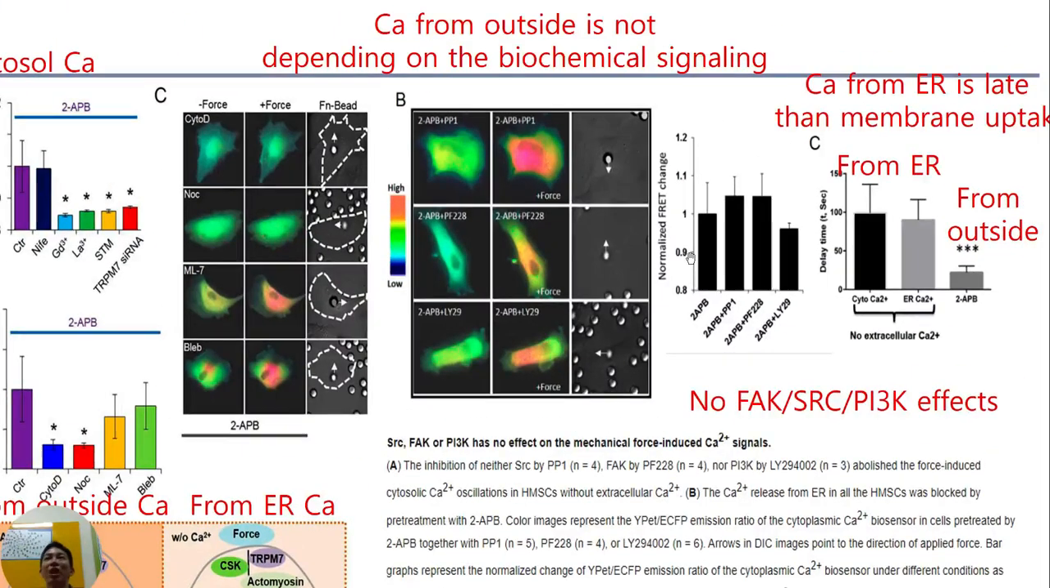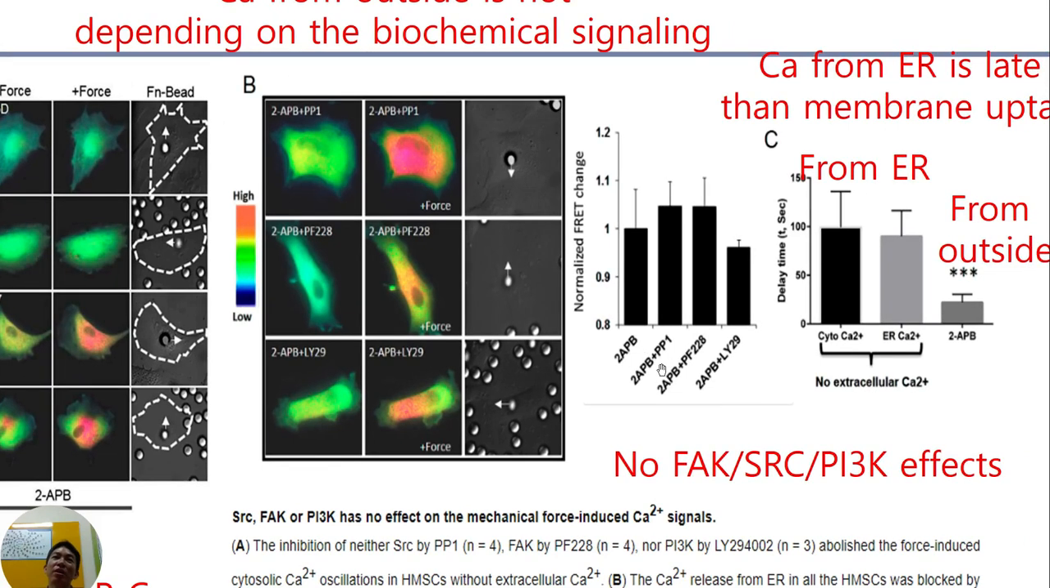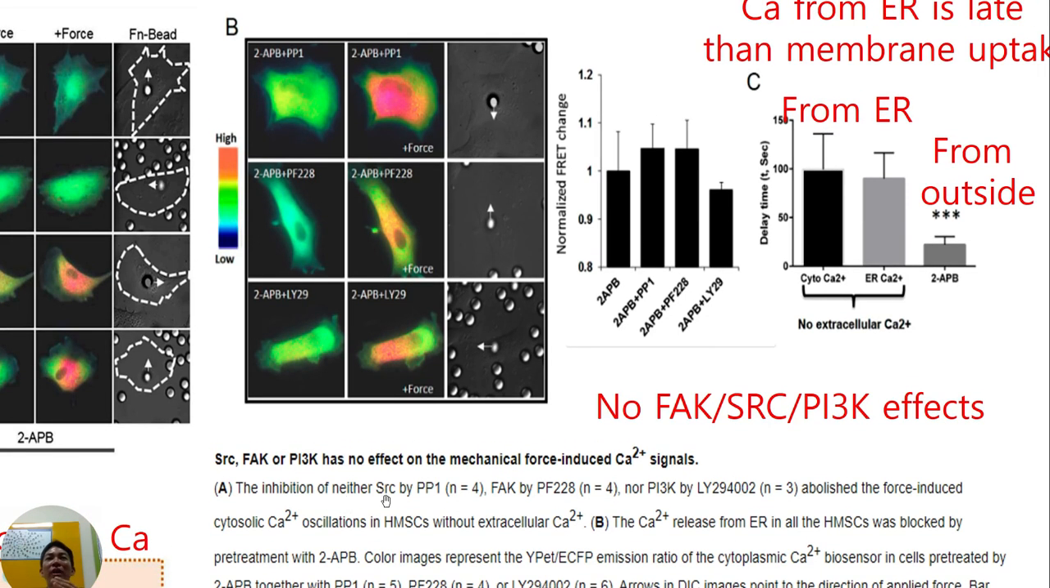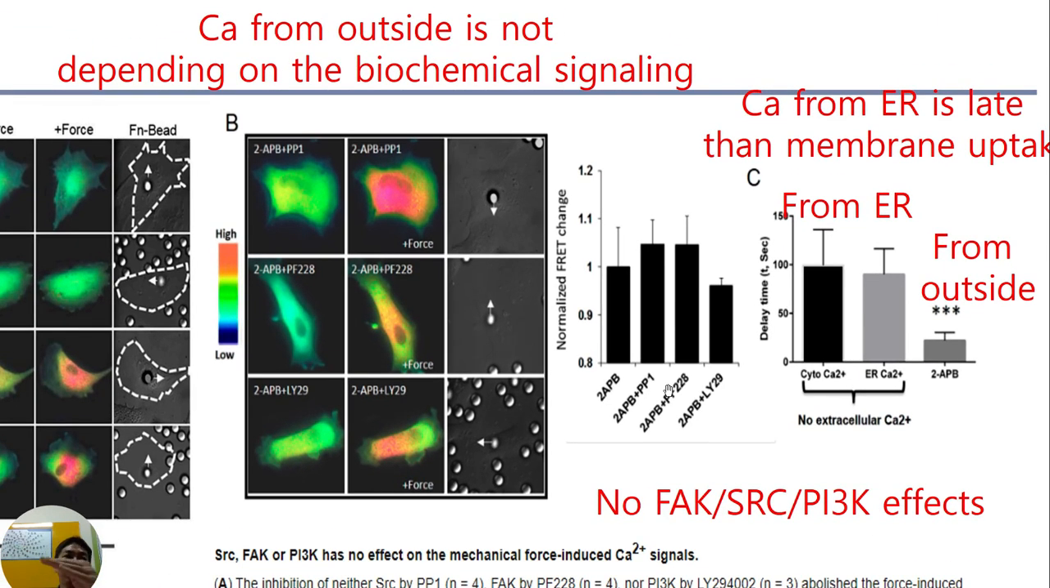And then once again, they want to say whether this calcium influx from the outside media to inside depends on a biochemical factor or not. For that, they added PP1, PF228, and LY29. Why is that? PP1 is an SRC inhibitor, PF228 is a FAK inhibitor, and LY29 is a PI3K inhibitor. These are all conventionally well-known biochemical pathway inhibitors. When they block it, what happened?